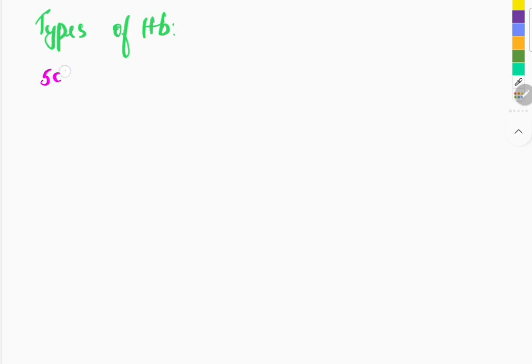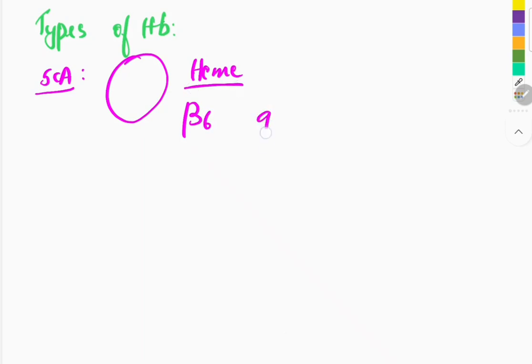Okay, so what is sickle cell anemia, guys? What happens in sickle cell anemia is, you know, in our RBC, what do we have in RBC? We have got heme, right? And this heme is made up of a lot of globin chains, okay? So just remember that at the beta 6 level of this molecule, the glutamic acid is replaced by valine, okay? The glutamic acid is replaced by valine.